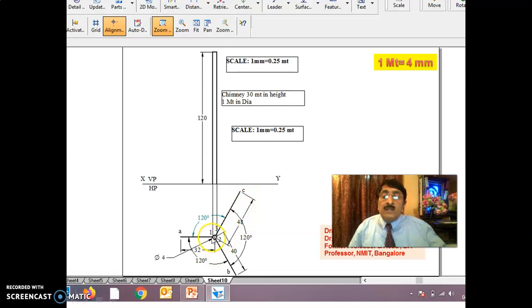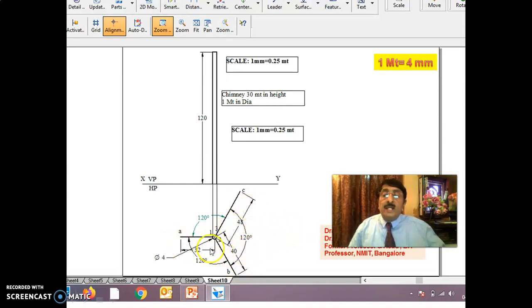The consideration of the wire is only from 1A, 2B and 3C, and the distances are taken from the center of the chimney, that is 8 meters, 10 meters and 12 meters. Now once you know this, and they appear in the top view at 120 degrees to each other, you can draw this 1A, you can draw 2B, you can draw 3C, so that from the center 32, 40, 48, everything you can draw.